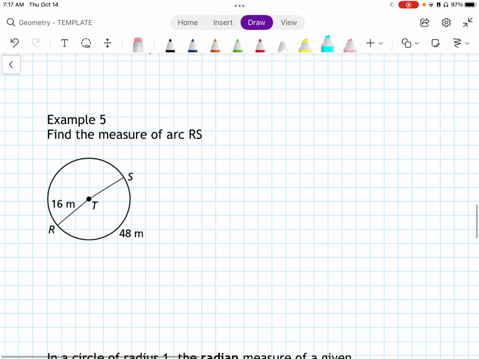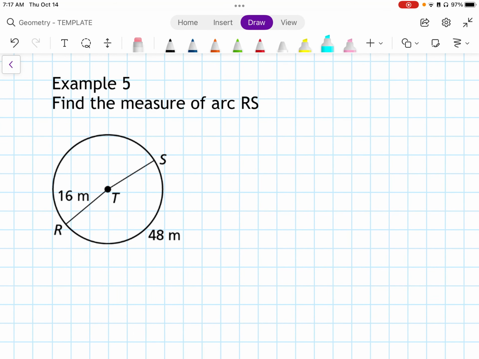All right. Example number 5. Find the measure of arc RS. Thinking it's that one there. Yes. Remember, if it says arc RS and it's just 2 letters, it needs to be the minor arc. And to me, it looks like that one would be the minor arc. So we're looking for our angle. That could be like x degrees.